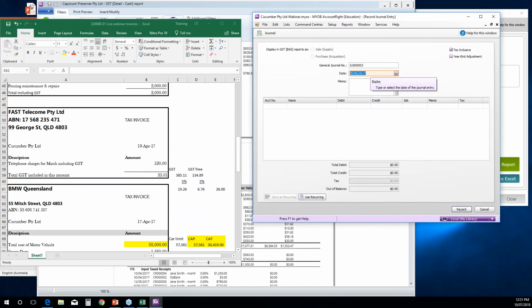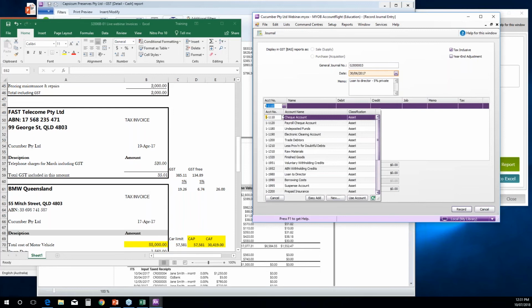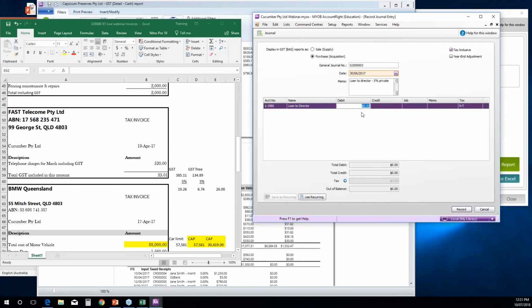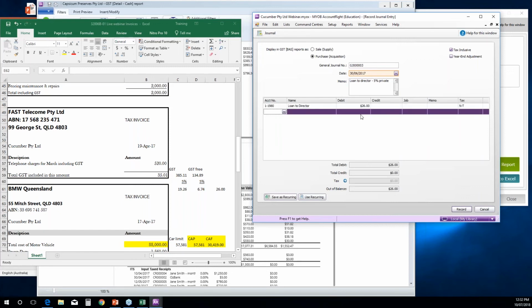So 30th of June, if you're doing 3 months together, you can do it all together. 30th of June 2017. Memo will be loan to director or 5% private usage. Now, what do I do? First of all, loan to director will be debit as an asset for the company. They have to receive it from the director. So as an asset, I'm going to record 26, right? Loan receivable. It's called a non-assessable, non-exempt income. It's not reportable to the ATO. So I'm going to use NT as a tax code.